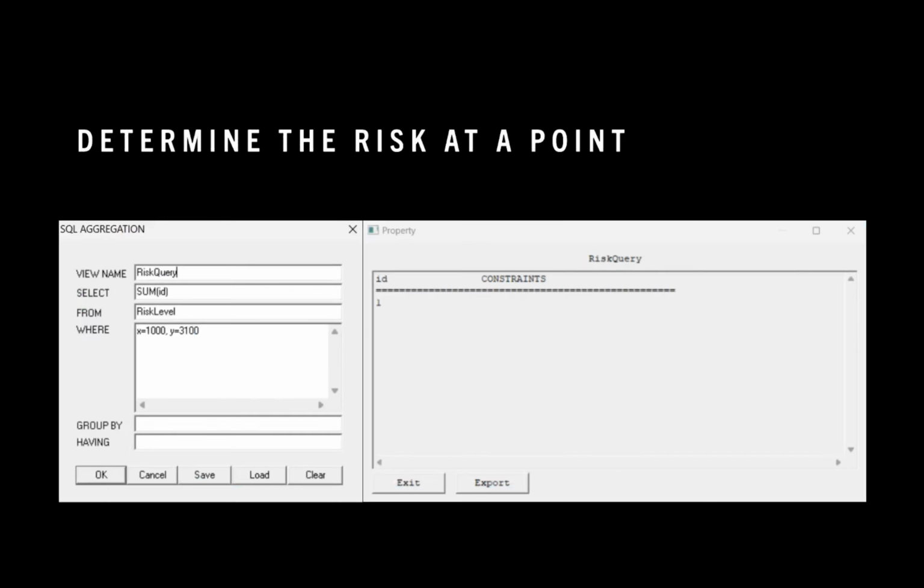We also created a function to determine the risk at any given point on the island. In simple terms, we made this a risk query which sums any of the IDs at any given point on the island. For this example, we used x equals 1,000 and y equals 3,100. This area was only strictly affected by an ash risk, so the sum of the IDs gave back 1. However, if it was affected by both ballistic blocks and ash, it would have given back an ID of 3, summing both 2 and 1.